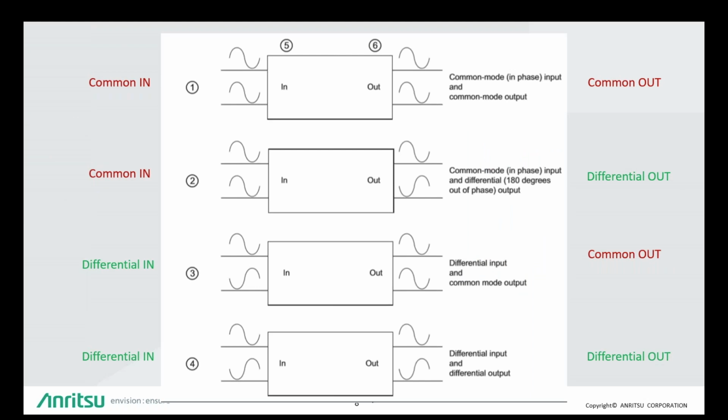This picture here just illustrates the various scenarios. The first one, you have 2 common mode signals going in, common mode signals coming out, which are both in phase. Now, the second picture is common mode going in, differential out. Differential meaning they are 180 degrees out of phase. Then third one is differential in and common out. And the last one is differential in and differential out. So just wanted to illustrate this in a pictorial manner.